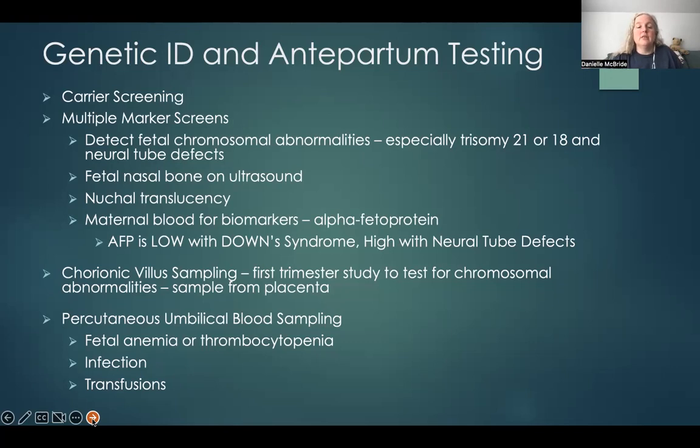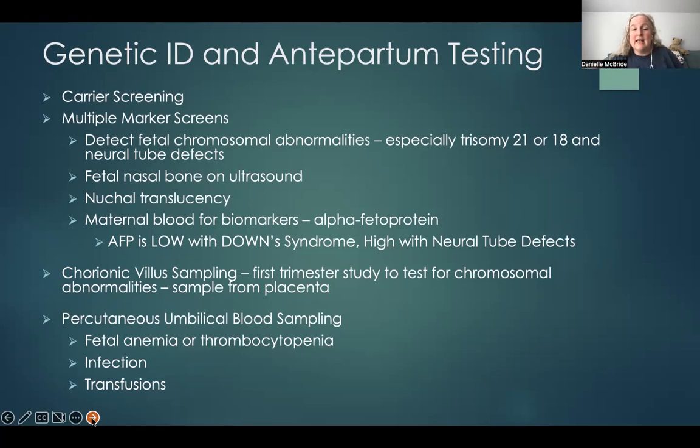Multiple marker screens. So this one, there's a few things that we look at with our multiple marker screens, and it can help detect trisomies, neural tube defects, things like that. Ultrasound helps us with this, but the biggest one that helps us with our multiple marker screen is testing the alpha fetoprotein. And the alpha fetoprotein is a biomarker that we can find in the maternal blood. And if the value is low, that is an indicator for Down syndrome. And so we can remember low down. If it's high, that can be an indication of neural tube defects.